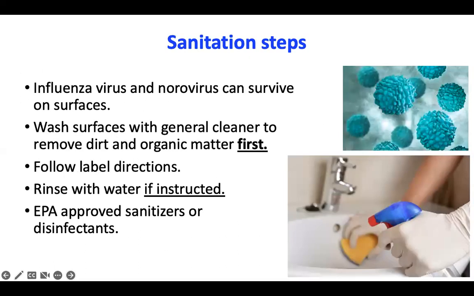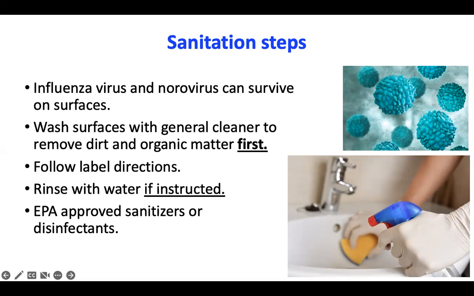So here we go. Some viruses, for example, influenza virus and norovirus, like stomach flu, can survive on hard surfaces. For example, flu virus can survive on surfaces for 2 to 8 hours, and stomach flu can survive on the surface for over 2 weeks. So you want to make sure you wash the surface and sanitize them. So here are the brief steps. You wash surfaces with general cleaner to remove dirt and organic matter first.